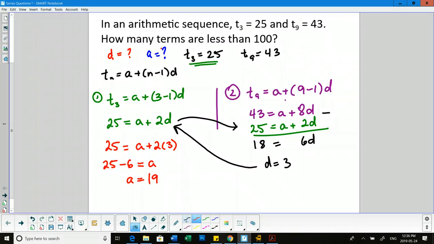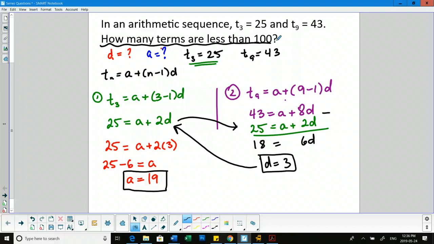Okay. This gives me information about my sequence, but it doesn't answer the question. This is a problem-solving type question. It's not just find A and D. Now we want to answer the question, how many terms are less than 100? Some term n might have a value of 100, or depending on how many multiples of 3 from 19 we can go, maybe some term has the value 98, 99, or 101. But we're going to set some term Tn equal to 100 and see how many terms. Maybe it will be equal to that many terms, maybe it will be a little bit of a decimal, and then we'll unpack that once we do that.